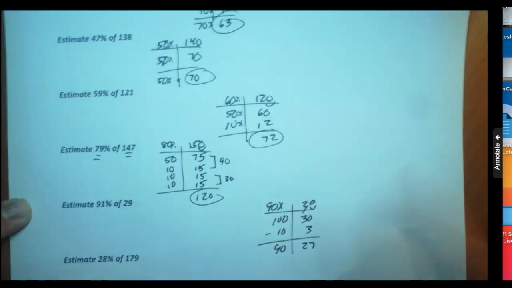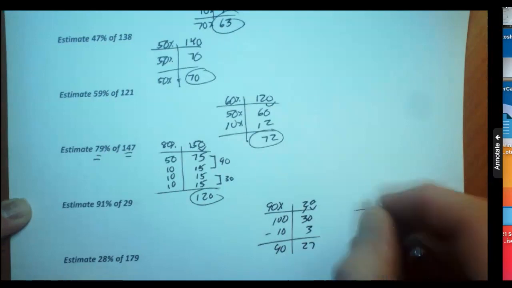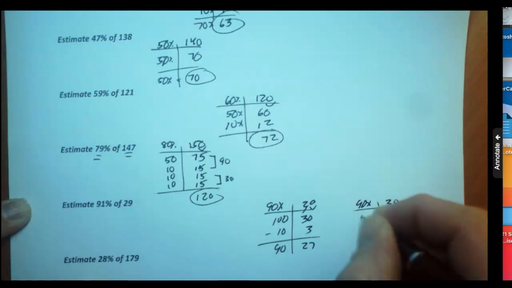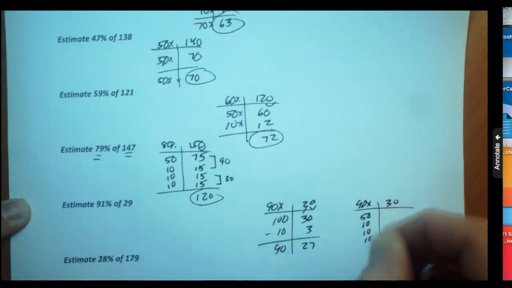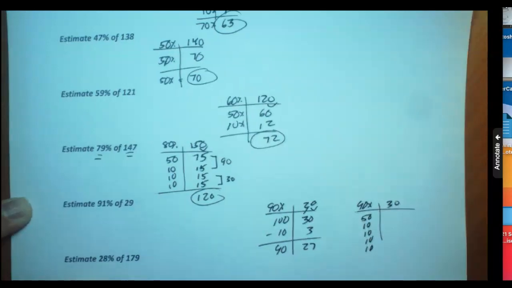I think that's easier than doing 90% of 30 and going 50, 10, 10, 10, and 10. You'll get the same answer, but that's kind of neat, huh?